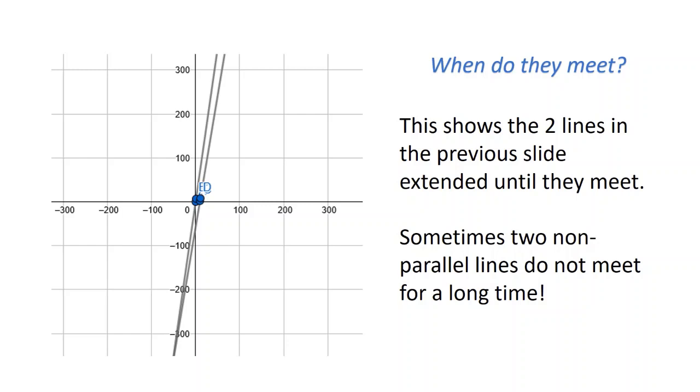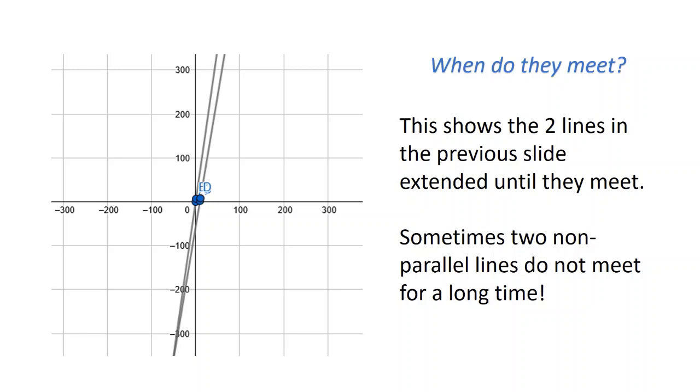Now, if we wanted to draw the lines until they did meet, we'd have to zoom out because they wouldn't meet until way down in the bottom left there, round about -50, -300. There is a maths way, using very advanced maths, when you see two lines to work out exactly where they meet, but that's not something that you would be doing just now. But the important thing to think about is that sometimes two non-parallel lines don't meet for a long time.